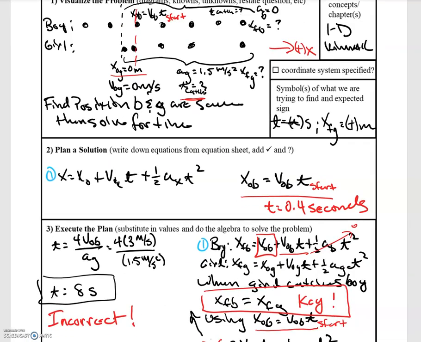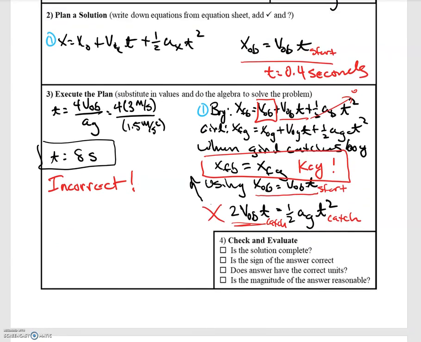the issue came about, where I used this expression for the initial velocity of the boy just to combine the first and second term of that position as a function of time equation, when I should not have done that, because those times are different. One's the time that it takes for the girl to start running, and the other is the time that it takes for her to catch the boy, which is what we're interested in.